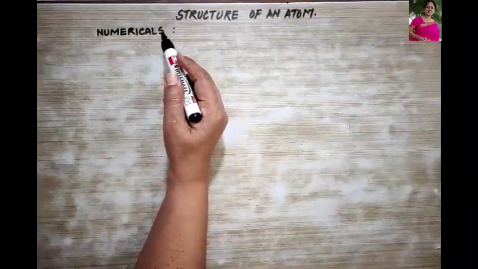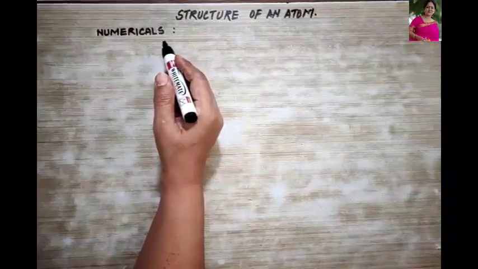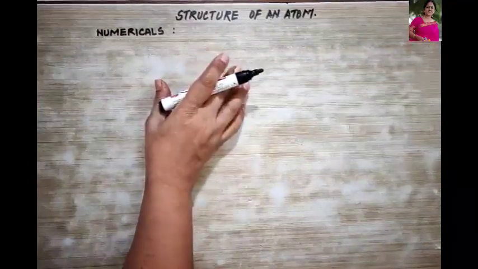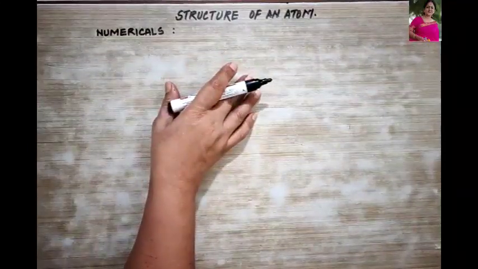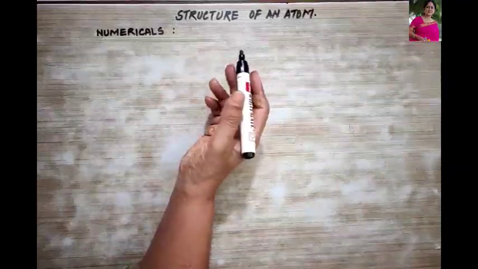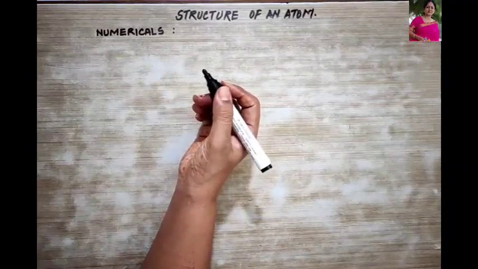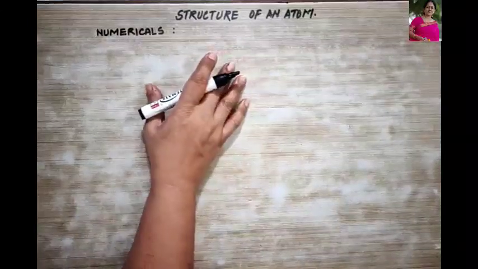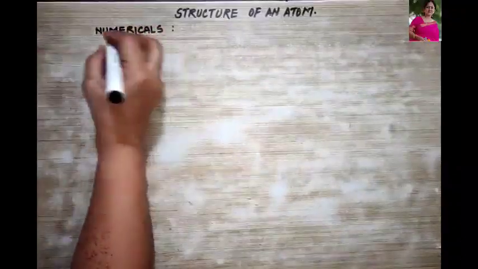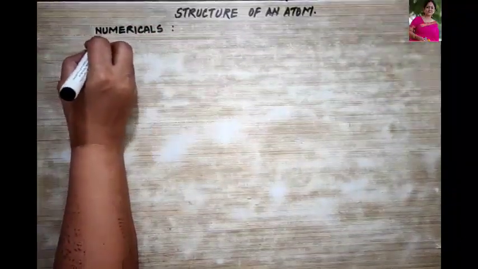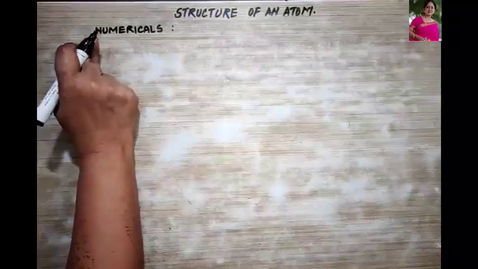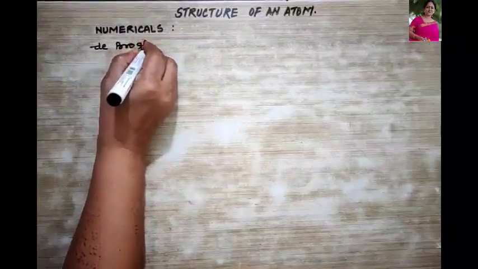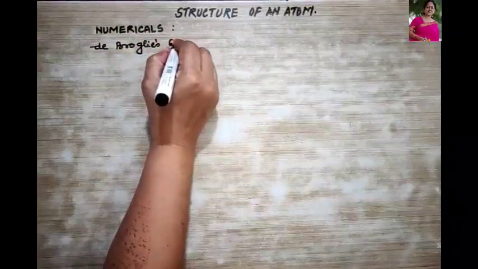Today we are going to do some numericals based on de Broglie's equation and on Heisenberg's uncertainty principle. If time allows, then I am going to do some more points on the quantum model of an atom, because tomorrow I shall begin with quantum numbers, right? So just now, to begin with the numericals, let us start with the numericals of de Broglie's equation.